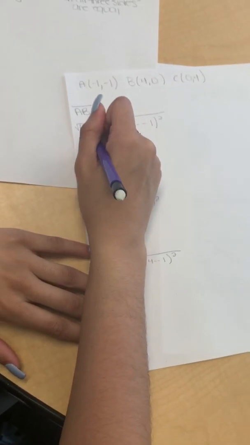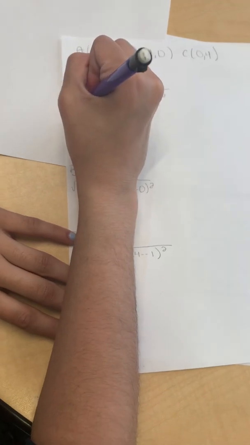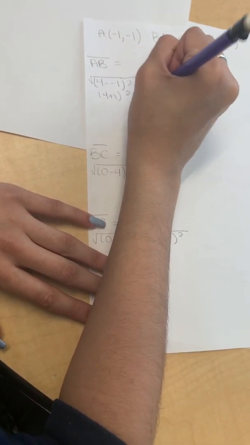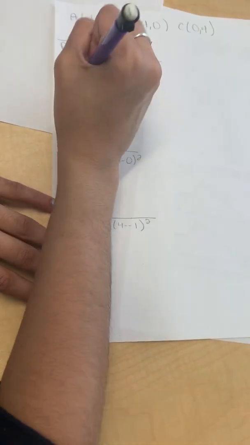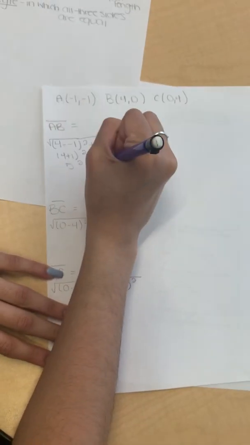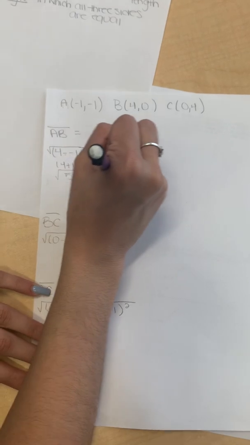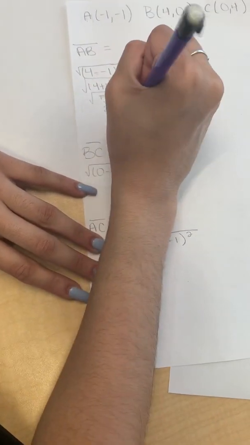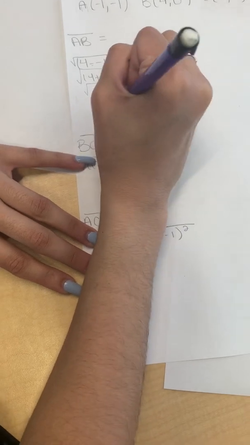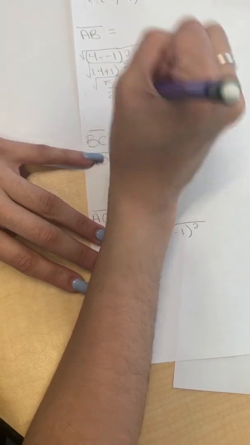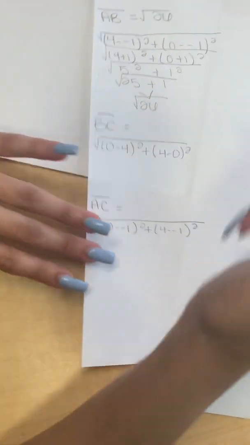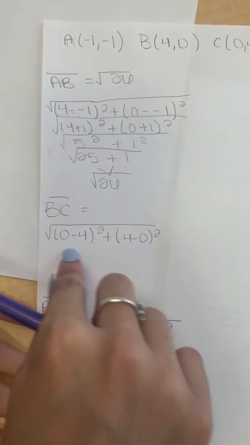Since it's both negatives to each other, that turns into a plus. So 4 plus 1 squared plus 0 plus 1 squared. This is 5 squared plus 1 squared. 5 times 5 is 25 plus 1 times 1, which is 1. This gives you 26. So radical 26. AB equals radical 26.